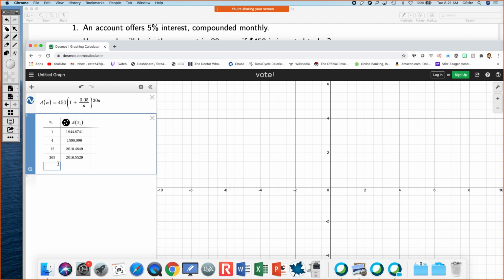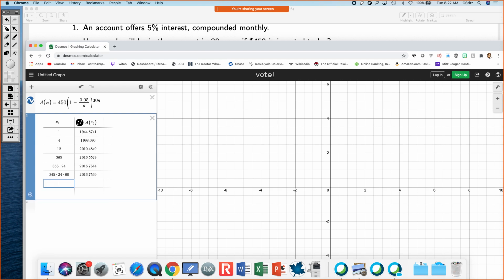And so we can think, what if you compounded it every minute? Say 365. Well, let's do every hour, times 24. Or 365 times 24 times 60. So going from compounding it every day to compounding it every hour, you're only gaining 20 cents. And going from every hour to every minute, you're gaining maybe an extra penny.